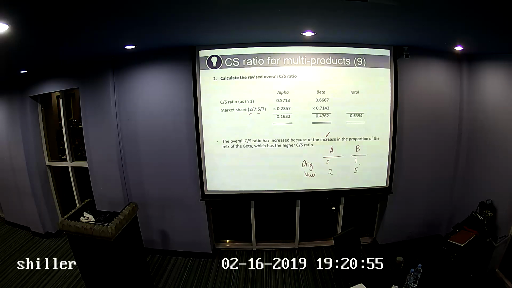Which means they want to sell more of the lower CS ratio or the higher CS ratio? Is beta higher than alpha in CS ratio? Tell me. Yes or no? Where are you looking? The first line there. You see that? Beta has a higher CS ratio than alpha. Got that? That's why they want to sell more. You understand that? Everybody? Makes sense, huh?